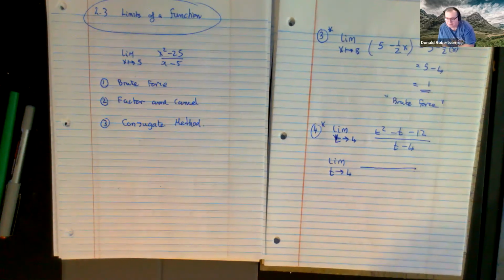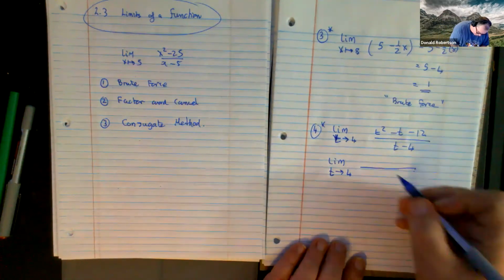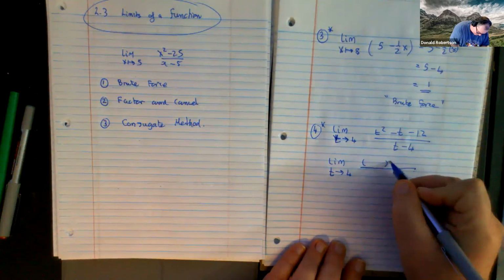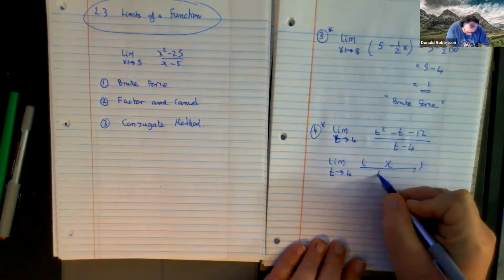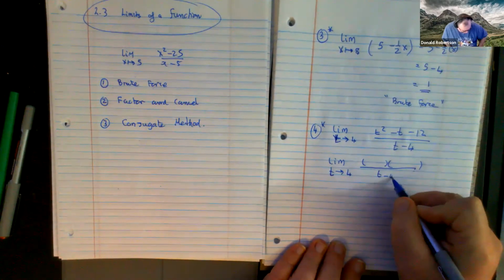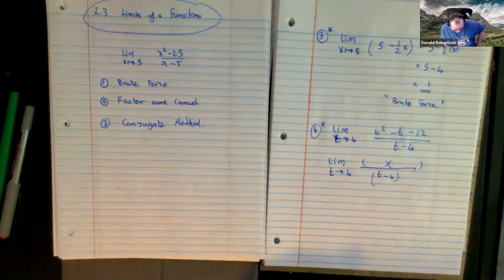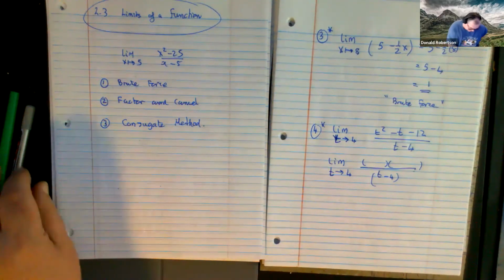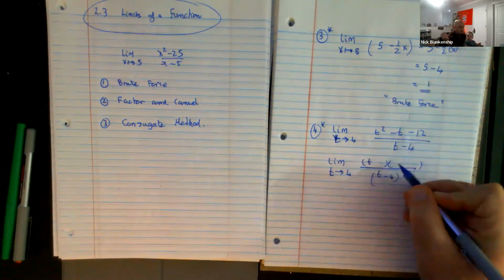So forget brute force. Looking at that question, doesn't it kind of look like it should be a factor and cancel, because the quadratic factors, and it should work. So I'm going to do factoring. Anybody want to tell me how to factor t squared minus t take away 12? T minus 4, t plus 3.